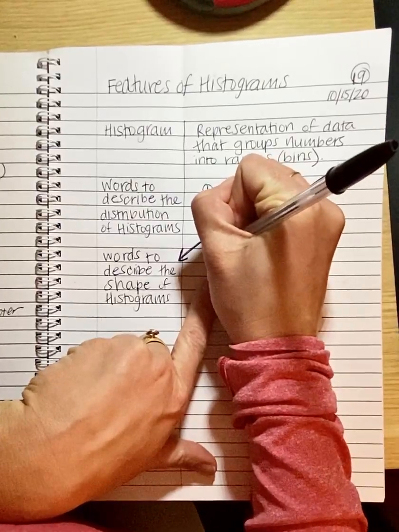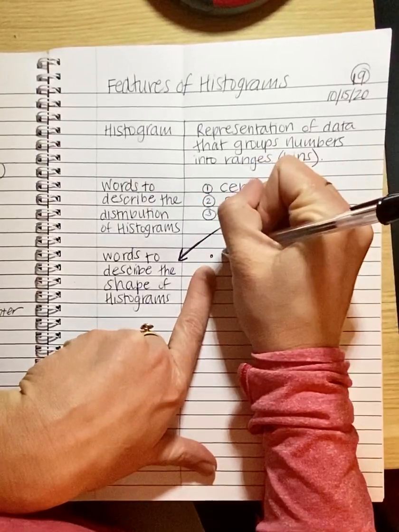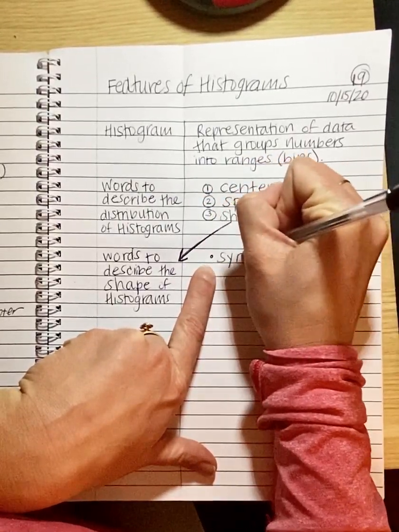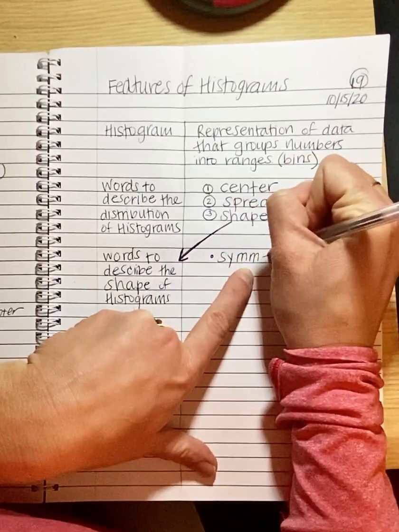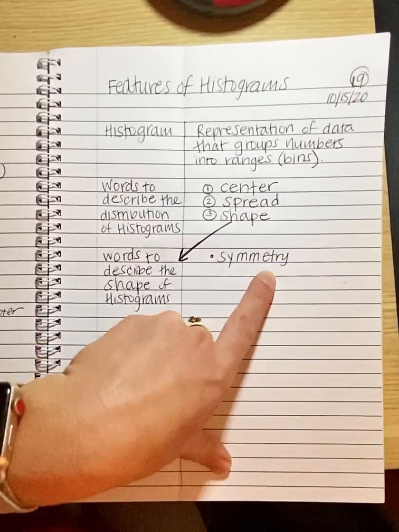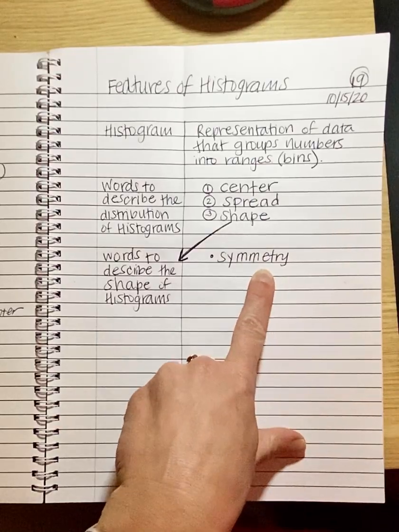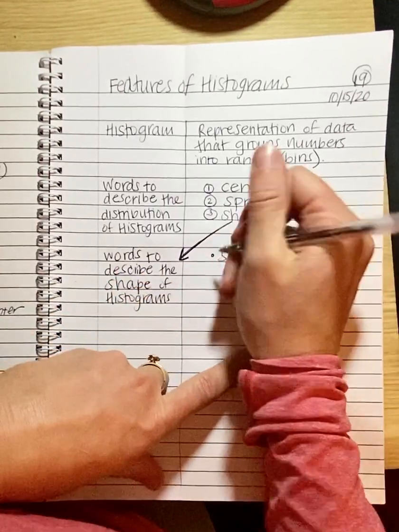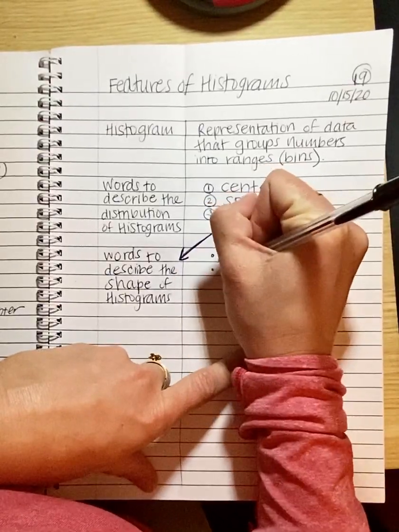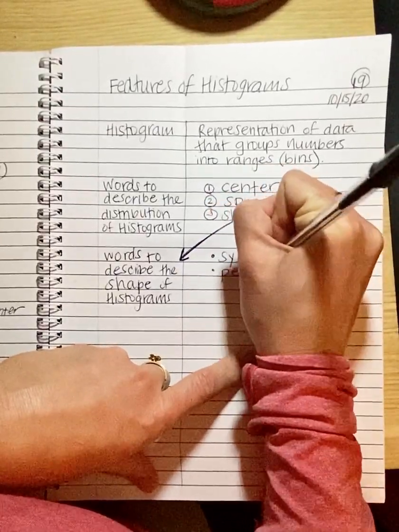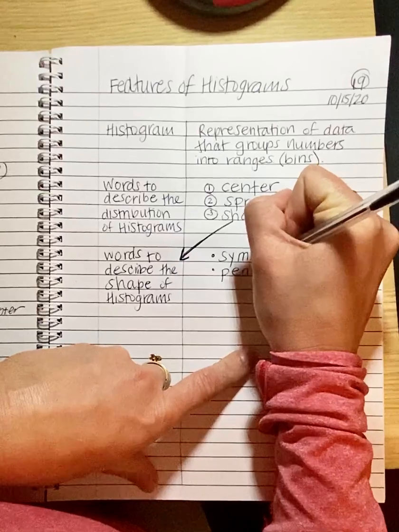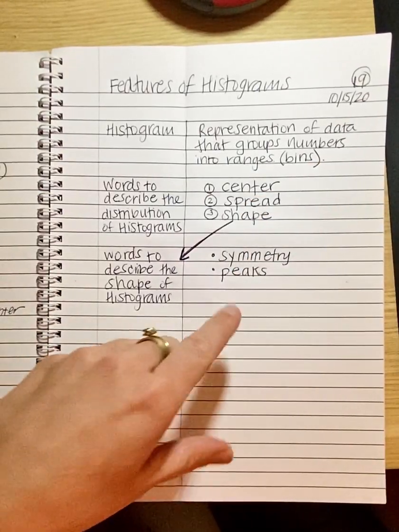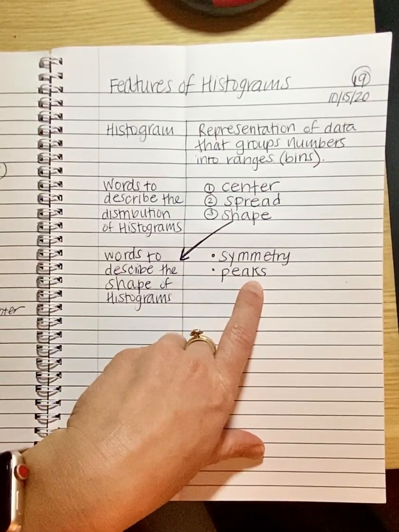Words to describe the shape of histograms. I'm just going to use bullets this time. The first word we use to describe the shape of histograms is symmetry, S-Y-M-M-E-T-R-Y. A histogram can be symmetrical or asymmetrical. The other word we use to describe the shape of histograms is peak. A histogram can have a peak or more than one peak.